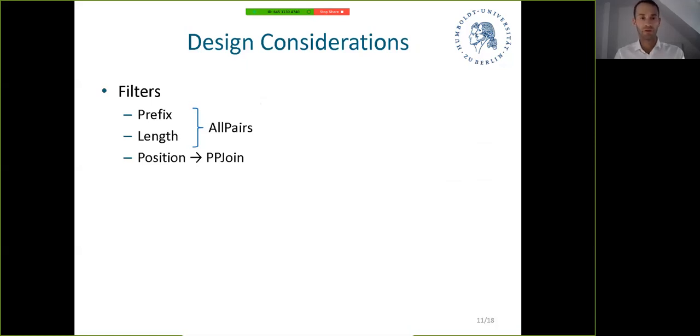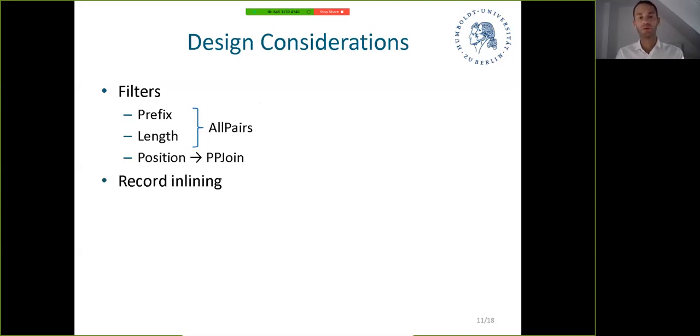Design considerations. So we use the prefix filter and the length filter from all pairs by default for all our experiments. And we also use a somewhat comparable filter to MP join, which is to ignore entries in the inverted indexes which cannot match by length. We use the position filter from PP join and made this a knob, so we can switch it on and off and see how it behaves.